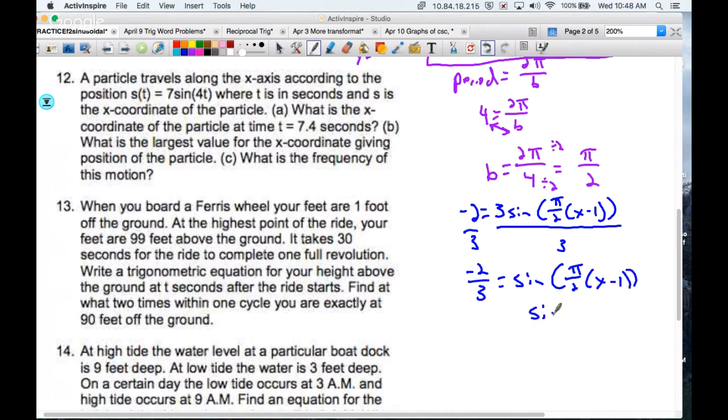To get rid of the sine, we can do an inverse sine. So sine to the power of -1 of negative 2/3. You get that by just doing second sine on your calculator. So second sine negative 2/3. My calculator is in radian mode, which is good. It gives me the answer of negative 0.7297 radians is the unit for that. Equals pi over 2 times (x minus 1).